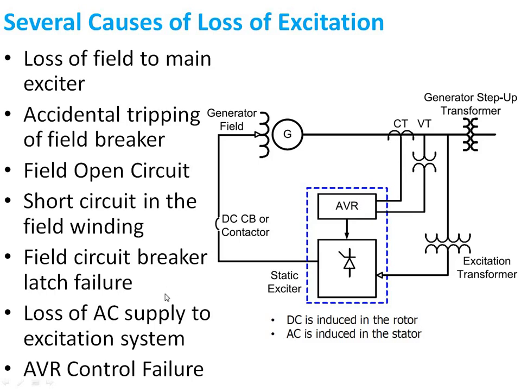And because of these various parts included in the excitation system, if there is a failure of any component, a failure of AC supply, or a failure of DC supply, then there is a failure in the overall excitation system, and this will cause the loss of excitation in the generator or the alternator.